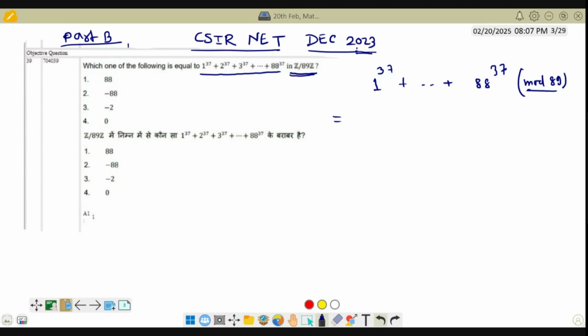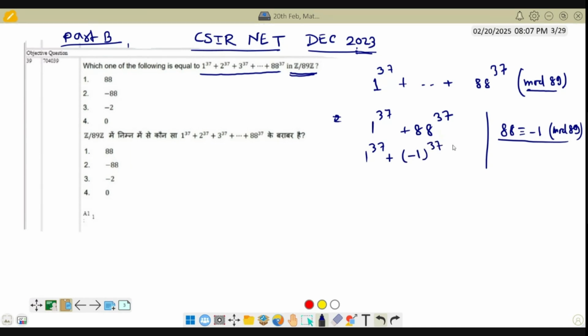Yes, you can turn on your mic. Sure, will we substitute 88 with -1? Yes, good. At first calculate 1 power 37 plus 88 power 37. We know 88 is congruent to -1 modulo 89, so you can substitute it: -1 power 37 is -1 and 1 power 37 is 1.